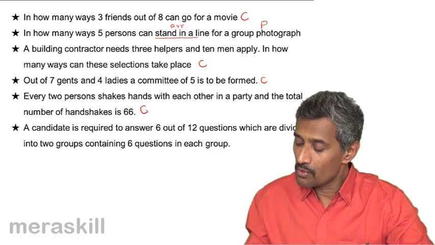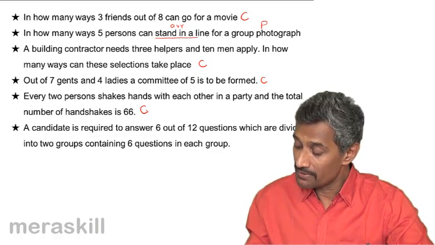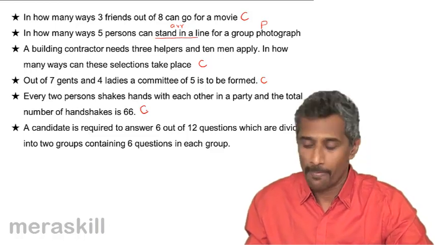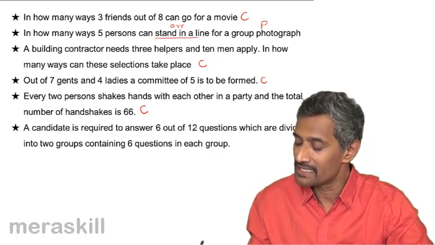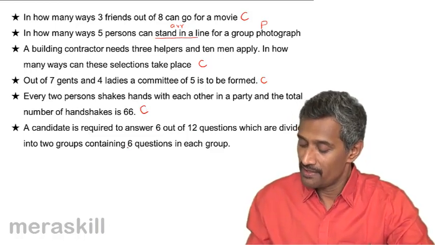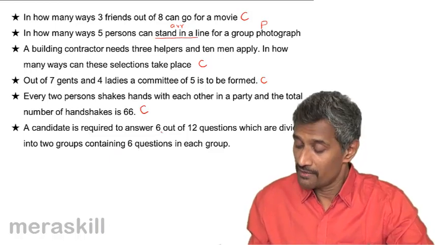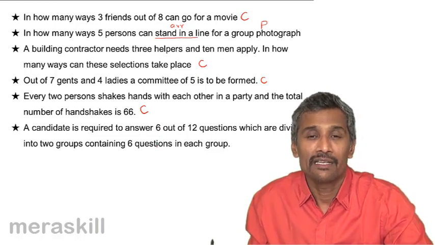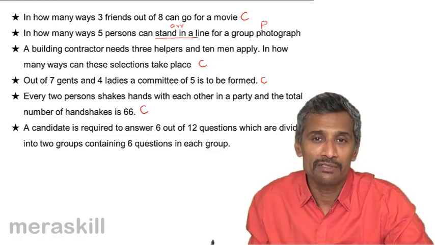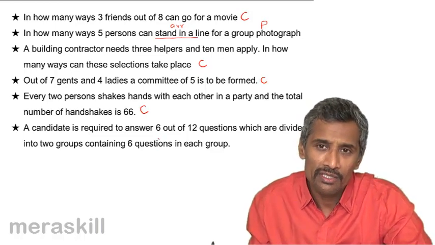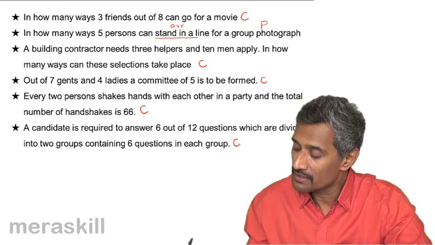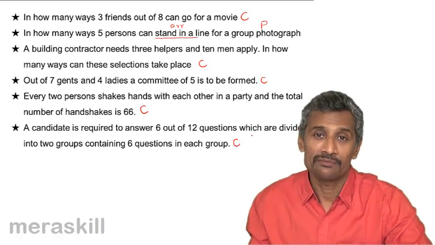A candidate is required to answer 6 out of 12 questions, which are divided into 2 groups containing 6 questions in each group. Now you just have to select any 6 out of 12. So you may have to select 3 out of the first 6 and 3 out of the second 6. Now how you select, the order in which you select first and then attempt first is not important. What is important is the selection. So it's a selection case, a clear-cut case of combination, right?